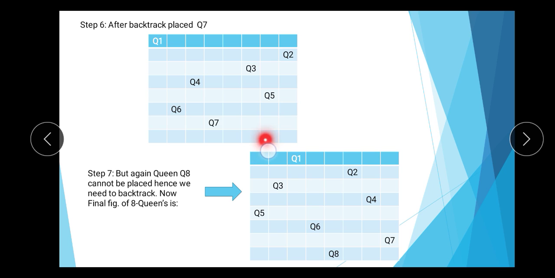This is not a safe position because this is a diagonal position to the q4. Here we cannot place the q8 because this is the same column of the q5. Here we cannot place q8 because this is the same column of a q8. So no place remains safely where we can place our queen 8 on a chessboard. So again we need to backtrack, and after backtracking we get the final solution for placing our queen 8 on the chessboard.